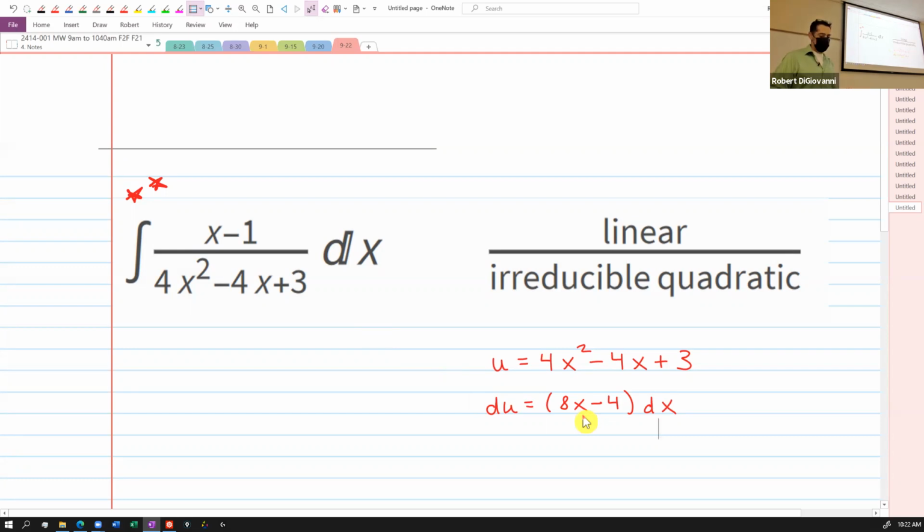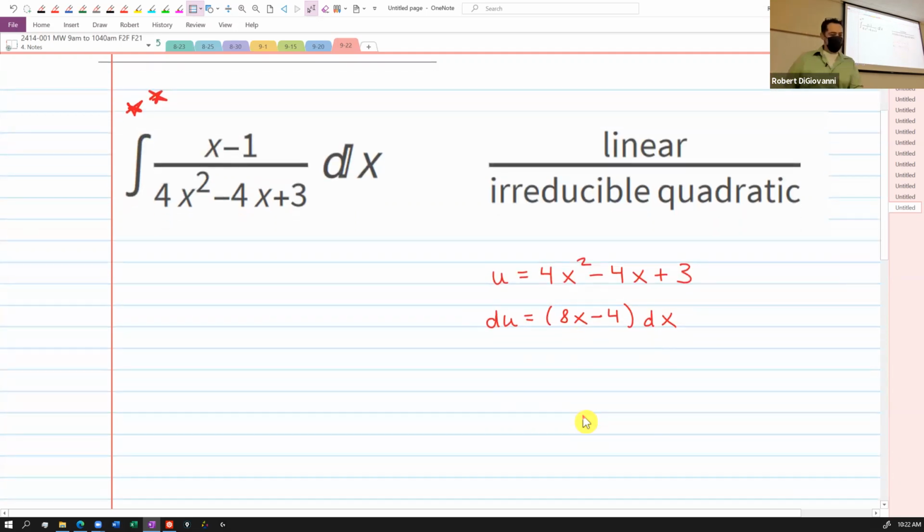So watch how I do this. Just keep in mind, this is what I'm trying to do. I'm going to try and make x minus 1 turn into 8x minus 4, without breaking any rules of math. The first thing I need is for the x to become an 8x. To do that, I just need to multiply by 8. But I can't just multiply by 8 out of nowhere. I have to multiply by 1. So I'm going to multiply by 8 over 8 on the outside of the integral.